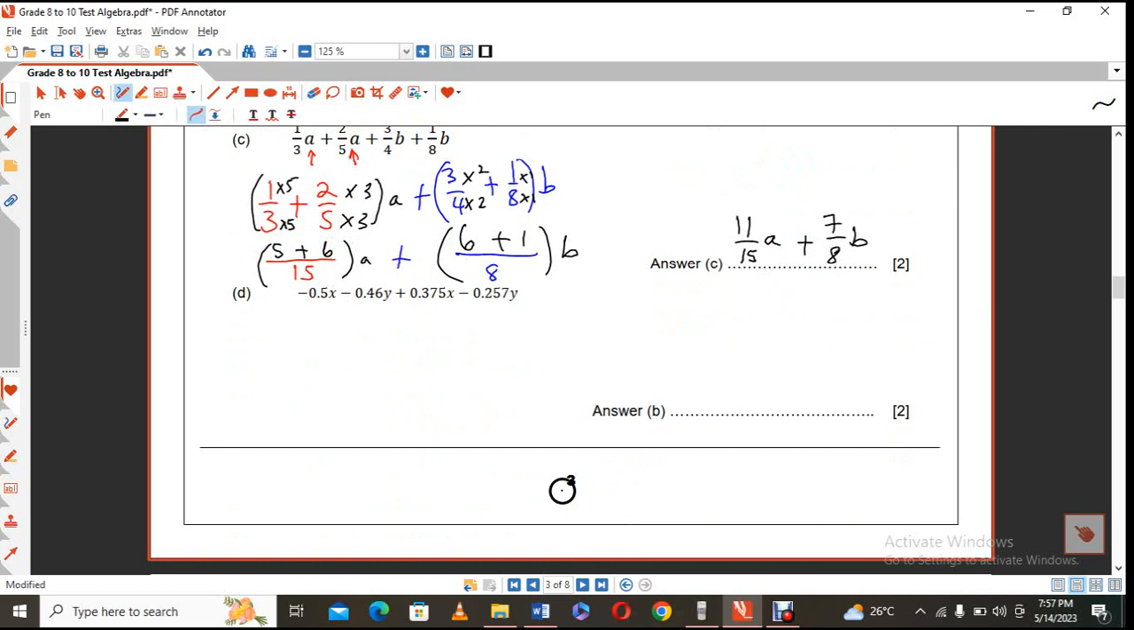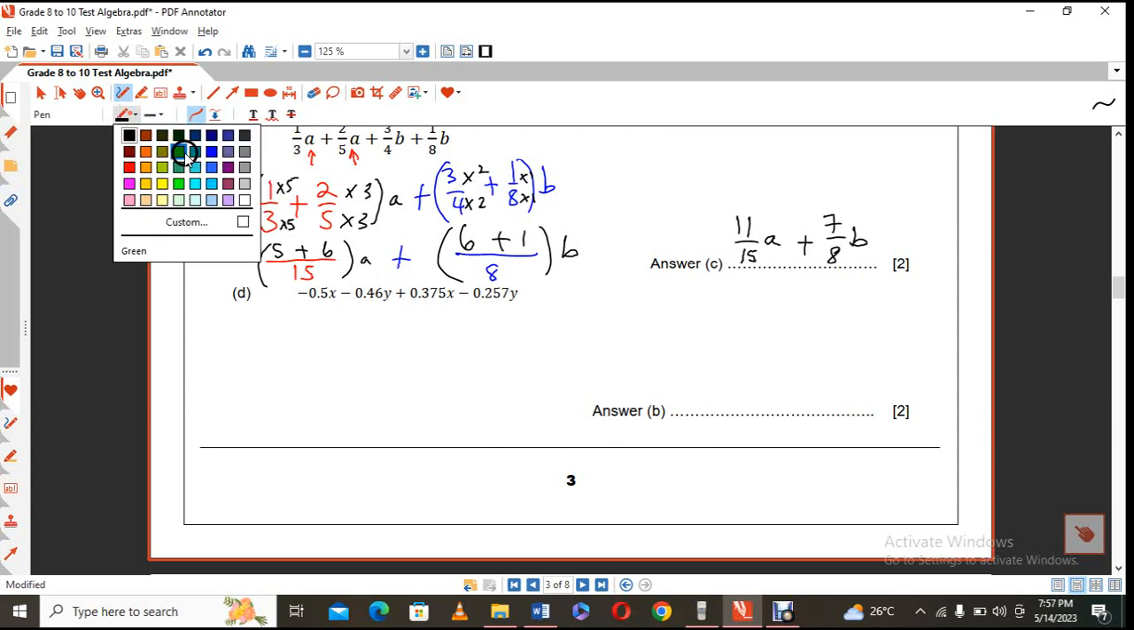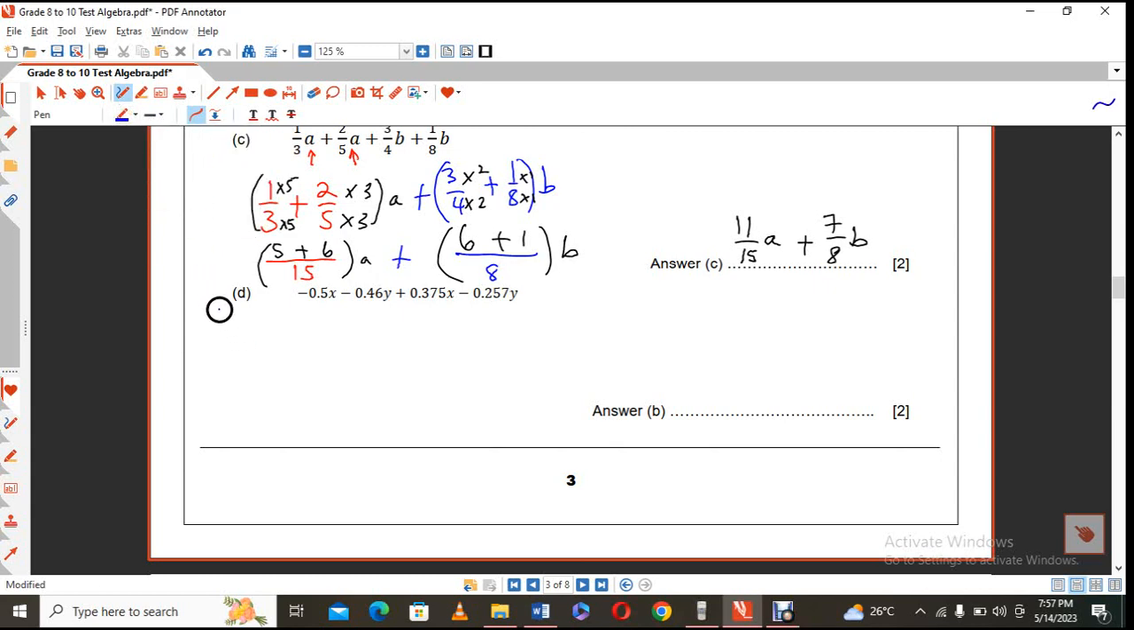So D is very similar. It's just that you have got decimals. So if you were to rearrange, let's get all the x together. So you have negative 0.5x plus 0.375x. Then you have negative 0.46y minus 0.257y.